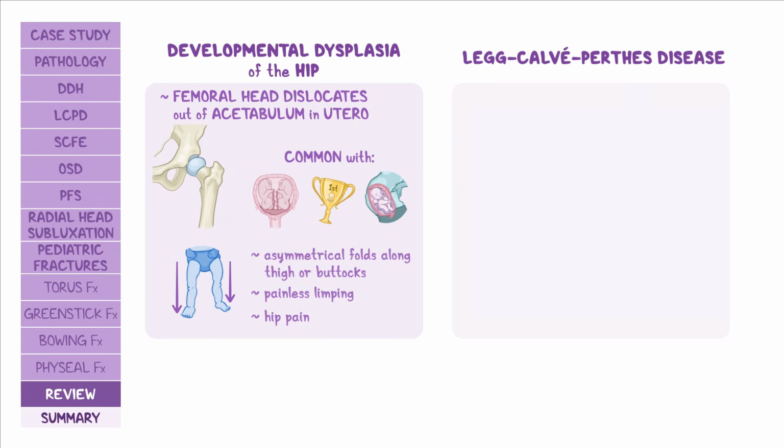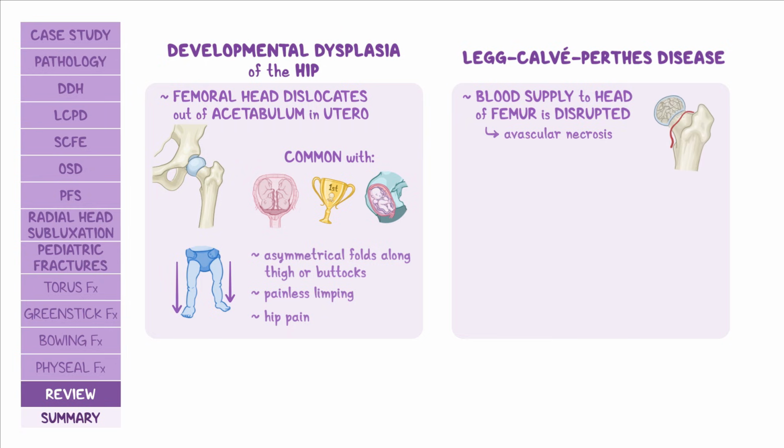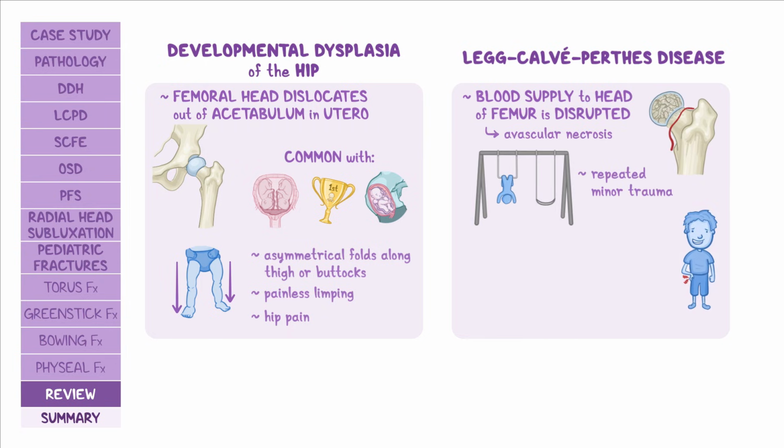Legg-Calvé-Perthes disease occurs when the blood supply to the head of the femur gets disrupted, leading to avascular necrosis. This can occur due to repeated minor trauma, and presents with hip pain that may refer to the knee, as well as limited hip abduction and internal rotation.